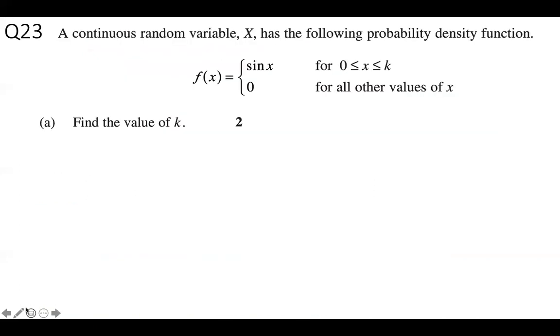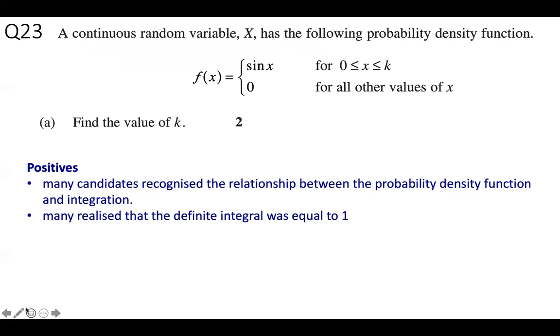We now go on to question 23, which is a question about a probability density function. And this question was well done from the point of view that a lot of the students recognised that it was a probability density function that required some integration. And also many realised that the definite integral had to be equal to 1.